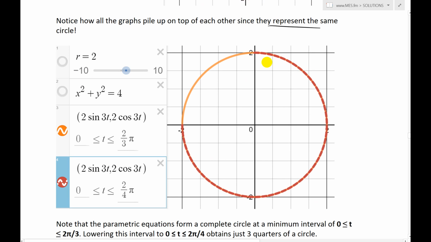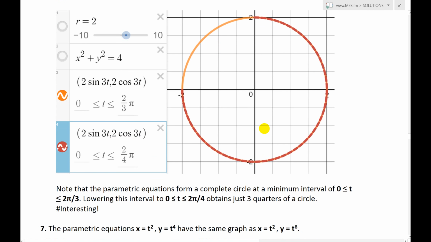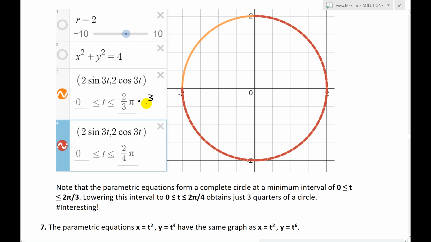And also interesting here is I added another one just to change the interval. So this one's from 0 to 2 over 3 pi. Notice it's in orange. For the parametric one, it gets a full circle, but if we change it to 2 over 4 instead of 2 over 3, we get 3/4 of a circle. In fact, if we multiply this by 3 over 4, this cancels. This equals 2 over 4 pi. Exactly this one. So you get 3/4 of a circle.